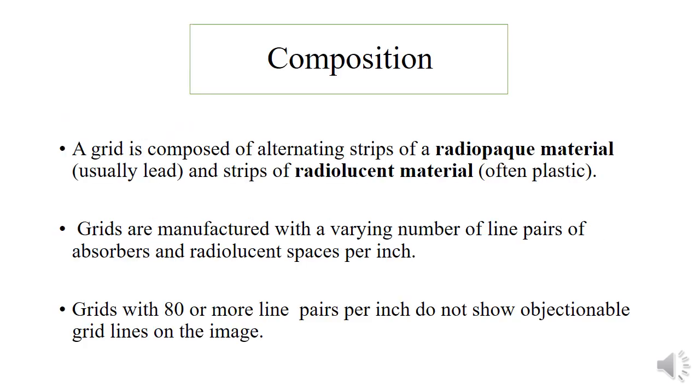Now, what is the composition of a grid? A grid is composed of alternating strips of a radio-opaque material, usually lead, and strips of radiolucent material, often plastic. Grids are manufactured with a varying number of line pairs of absorbers and radiolucent space per inch. Grids with 80 or more line pairs per inch do not show objectionable grid lines on the image.